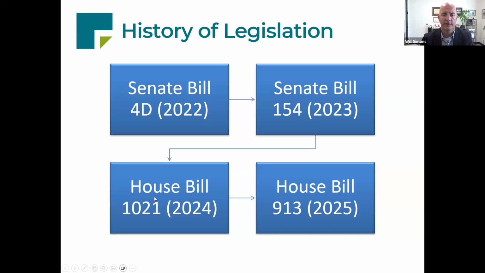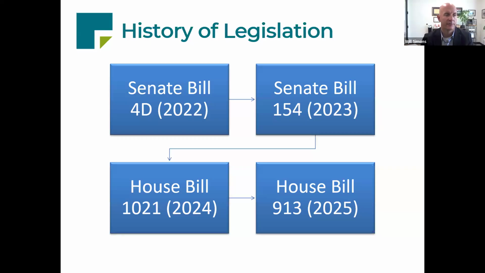House Bill 1021 came along in the year 2024, didn't change a lot of the underlying SIRS requirements. It did add some new reporting requirements and requirements for board members, but no major overhaul at that point to the existing SIRS requirement. Then we got House Bill 913 passed, made effective July 1st of last year, which did have some meaningful changes, which we'll talk about.